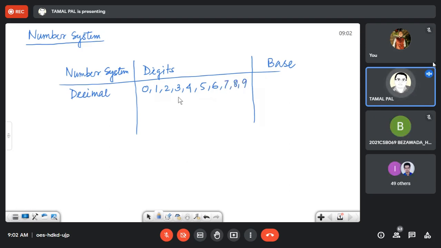0, 1, 2, 3, 4, 5, 6, 7, 8, 9. Can you find any other digits other than 0 to 9? I don't think so, because every number is made of these. Similarly to the decimal system, there are other number systems.